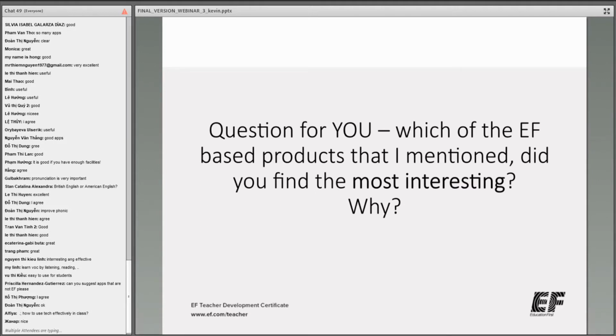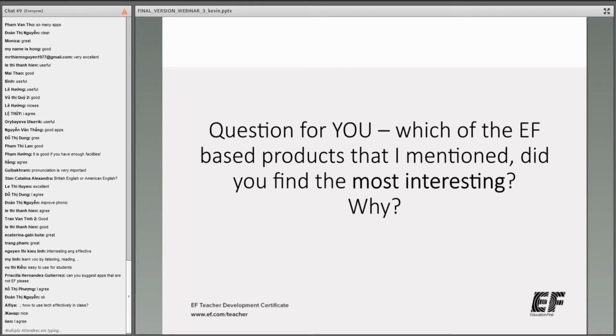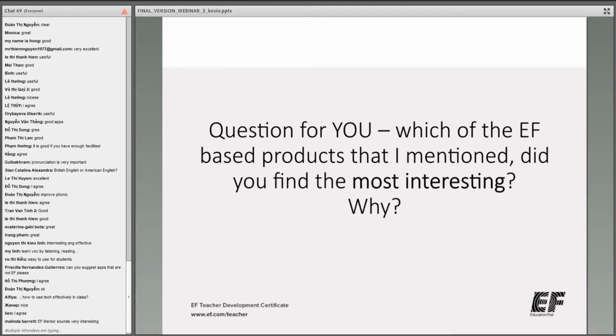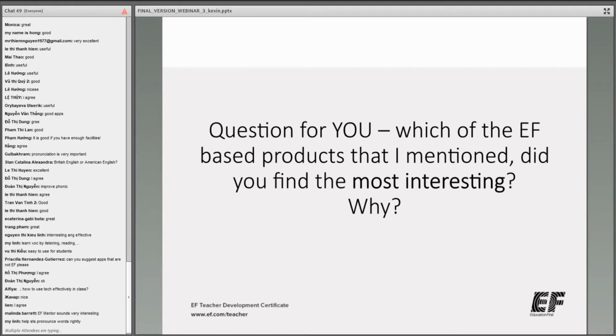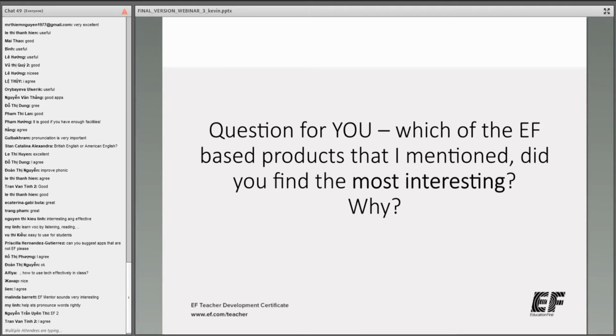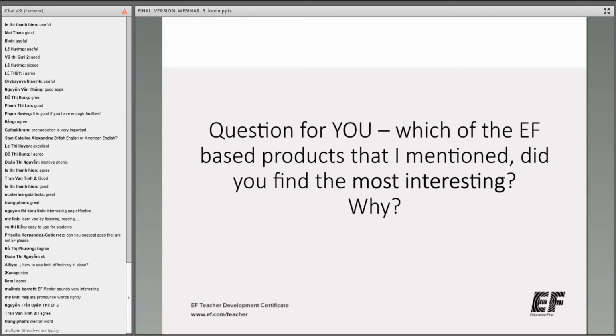So before we continue, before we go to non-EF based solutions now, in the chat box, I'd like you to write down, from the products that I've mentioned before, which have you found the most interesting and why? I'll give you a couple of seconds. So which was the most interesting idea so far for you and why?